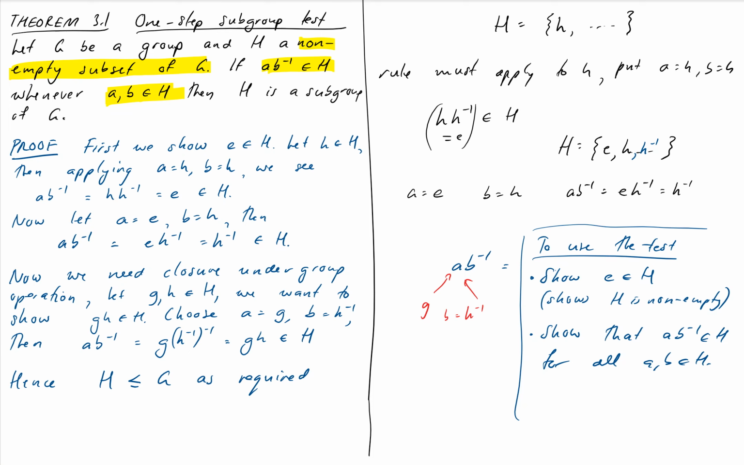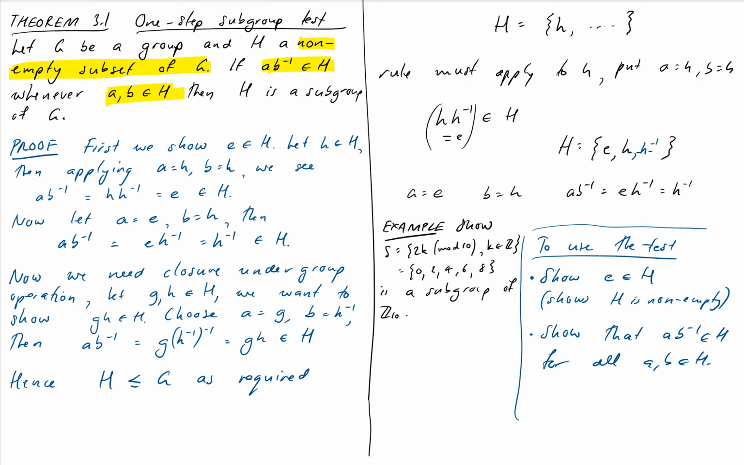In fact, let's do a quick example. Let's just make some space, example. I'm sure we can fit it in here. So we'll say, let's show that this set here, the even numbers between 0 and 10, so 2k mod 10 for integer k's. Okay, so this is the set 0, 2, 4, 6, and 8 is a subgroup of Z10. Okay, so first thing, we have 0 is a member of S, so S is non-empty.